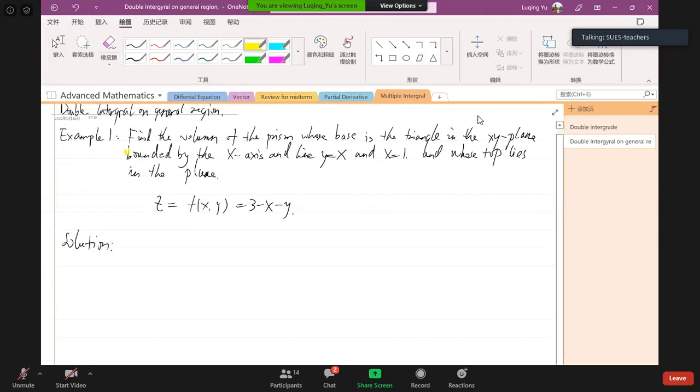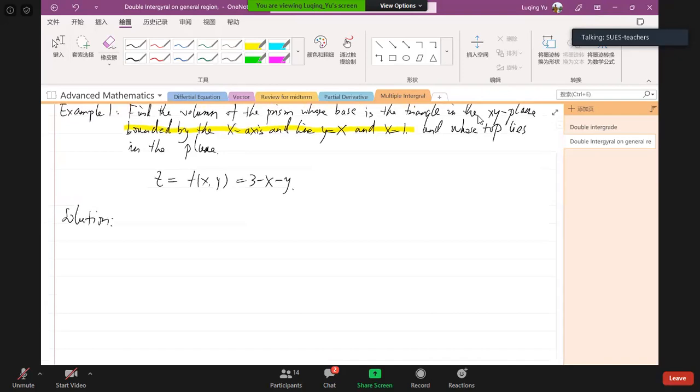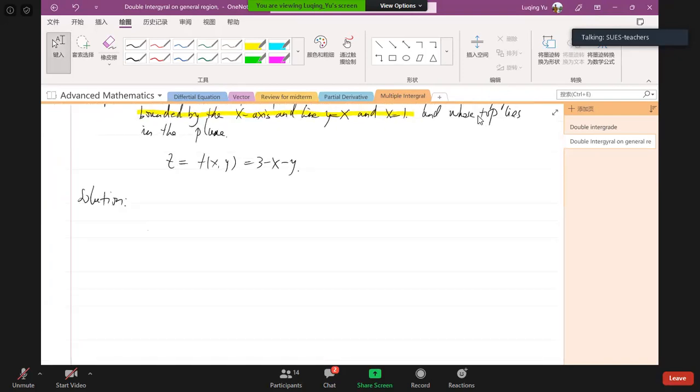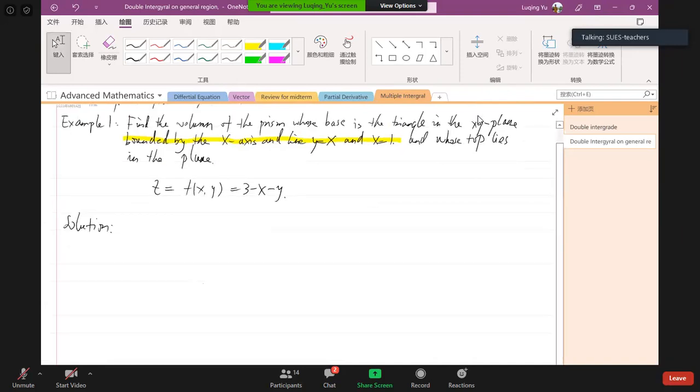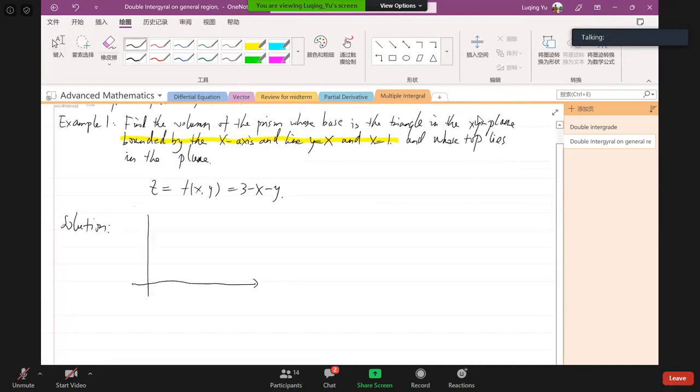It says the region is bounded by the x-axis, the line y equals x, and x equals 1. So we have x and y, and it is bounded by the x-axis, which is y equals 0. Then it is bounded by y equals x. The third is x equals 1.